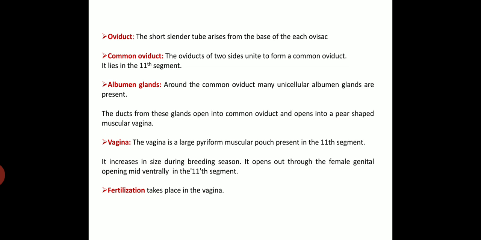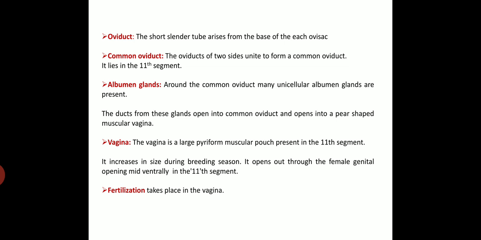Next, the oviduct. The short, slender tube arises from the base of each ovisac. Common oviduct: the oviducts of both sides unite to form a common oviduct, which lies in the 11th segment.